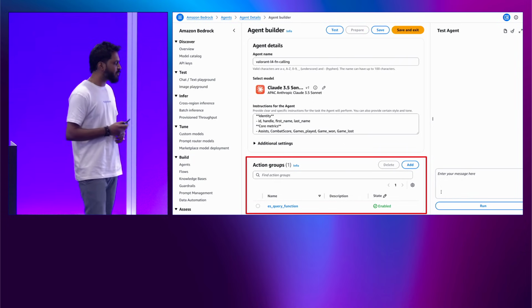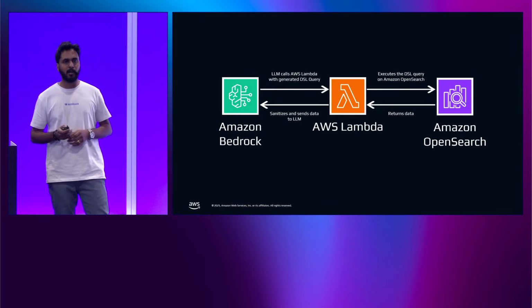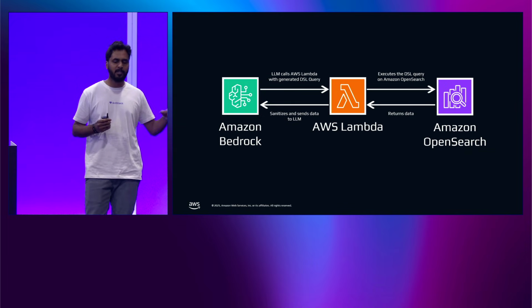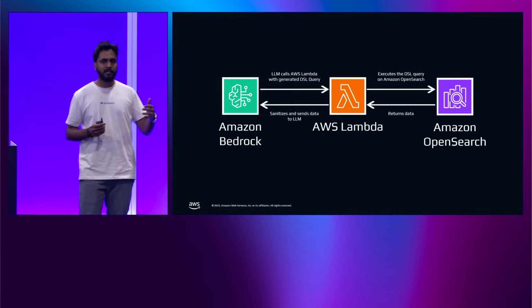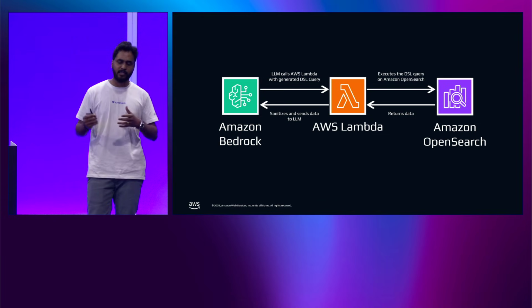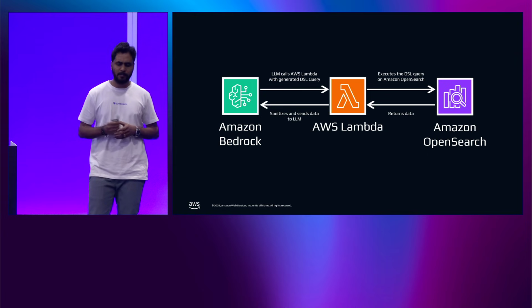And the other part that we did is we used action groups. So we created one action group called ESQuery. What it basically does is we have a Lambda function behind the action group. This Lambda function then queries an OpenSearch table. All the data sets that we just discussed are now stored in the OpenSearch database.